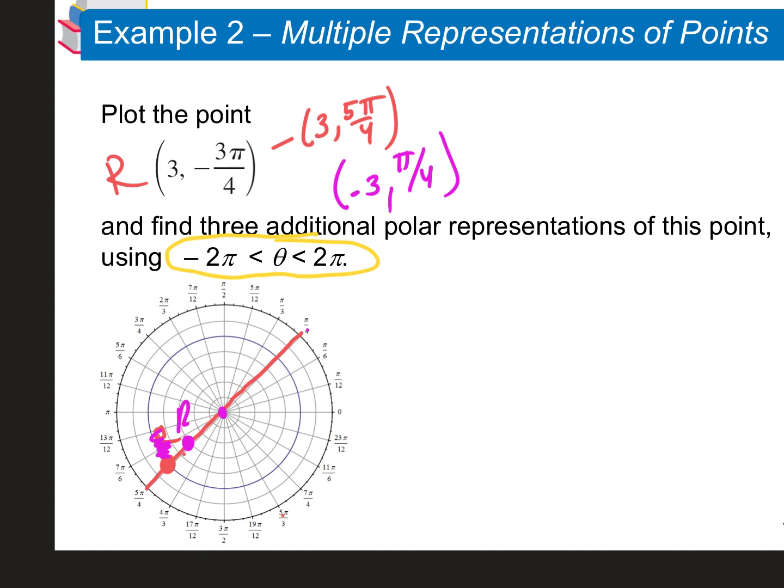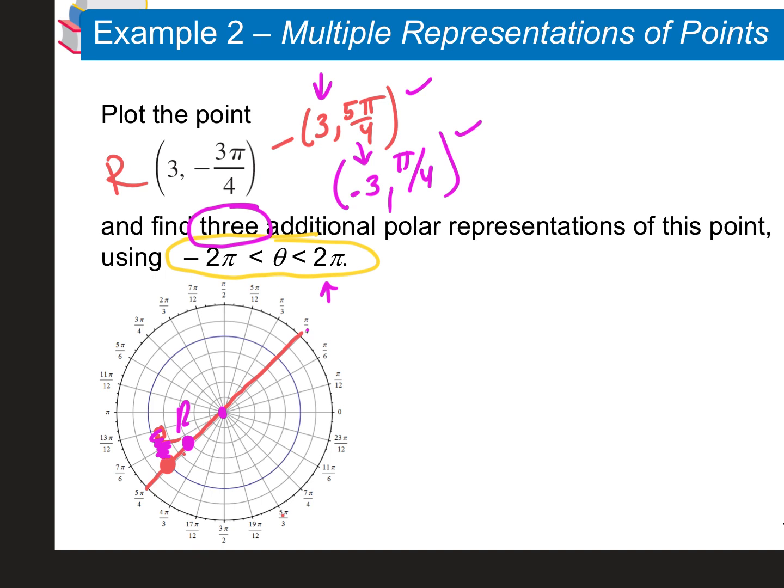So now, okay, here's one representation. Here's a second representation. I need to find another because it says 3. So how would I find another representation? Well, I could add and subtract like we just talked about. I could add and subtract a whole circle, or I could add and subtract a half a circle. It's just depending upon if I want to keep my R value positive or my R value negative. This constraint tells me, though, I have to be careful. Whatever this third representation is, it has to be in between negative 2 pi and positive 2 pi.